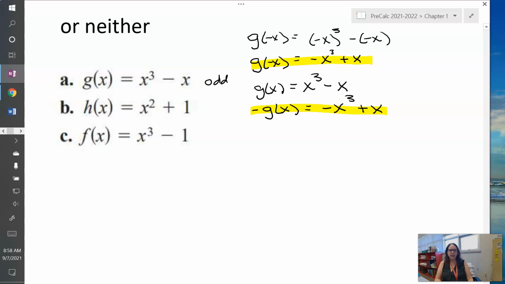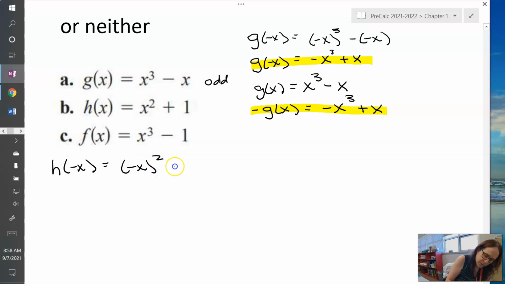Now let's plug in -x into h of x. I'm going to do h of x over here. So h of negative x equals negative x squared plus 1. Negative x times negative x is a positive x squared. I have x times x, which gives me x squared. And then a negative times a negative, that's a positive. So I have a positive x squared plus 1. That's h of negative x.